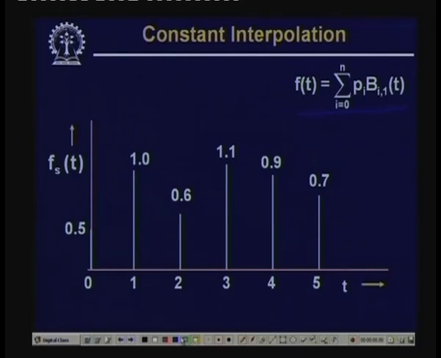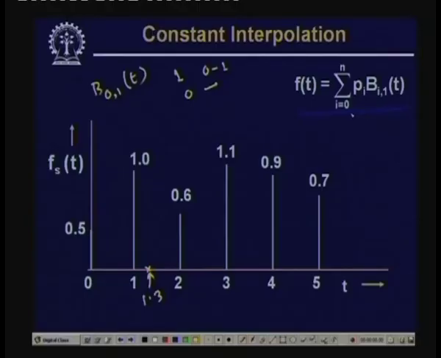Now, here b i 1 t, so when we had computed say b 0 1 t, we have said that this value is equal to 1 for t lying between 0 and 1 and this is equal to 0 otherwise. So, if I interpolate this particular sample data, say for example, I want to find out what is the value of the signal at say 1.3. So, this is the point t equal to 1.3. I want to find out the value of f t at t equal to 1.3.